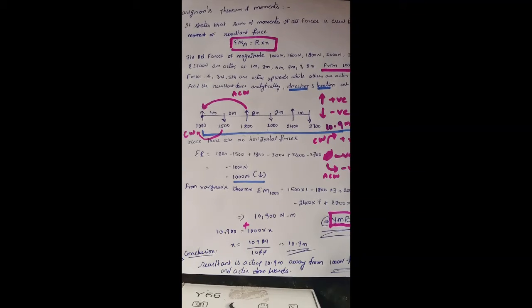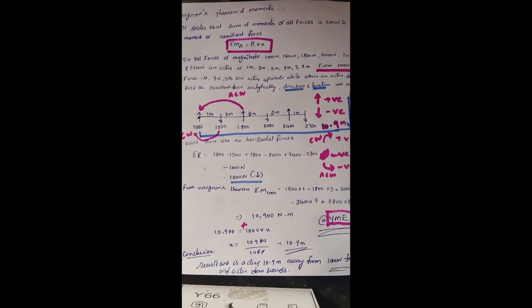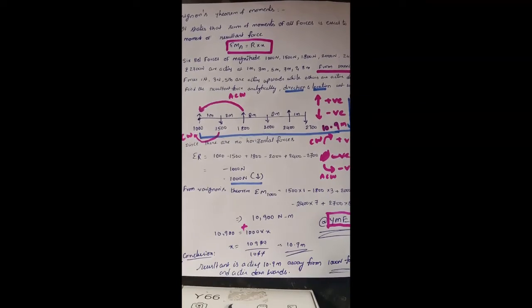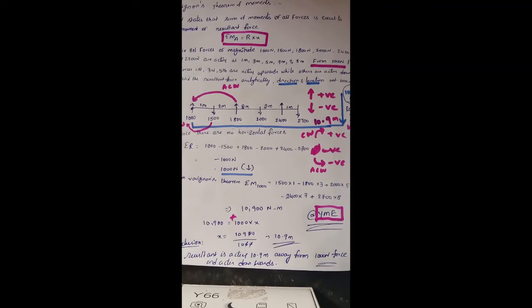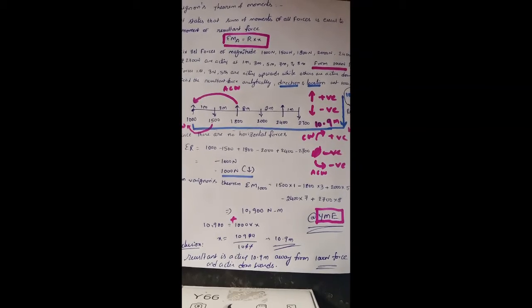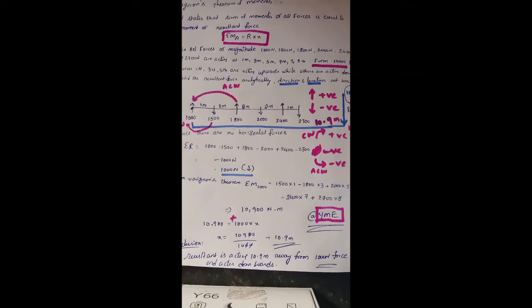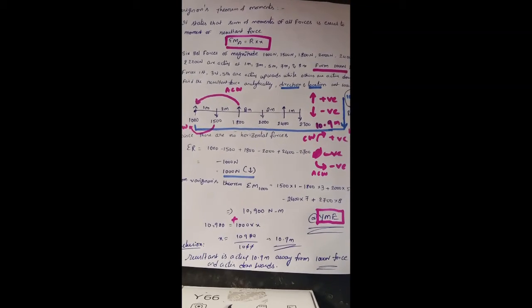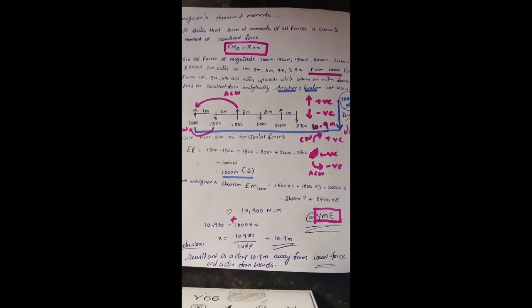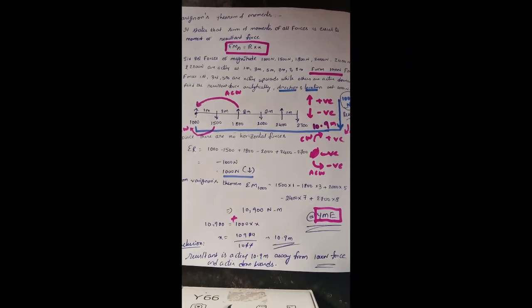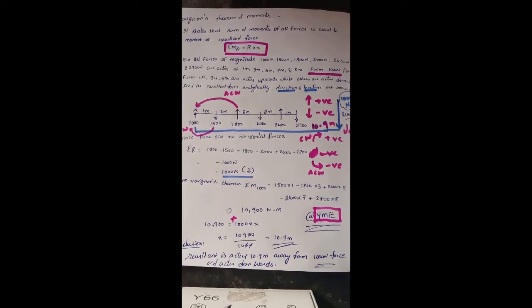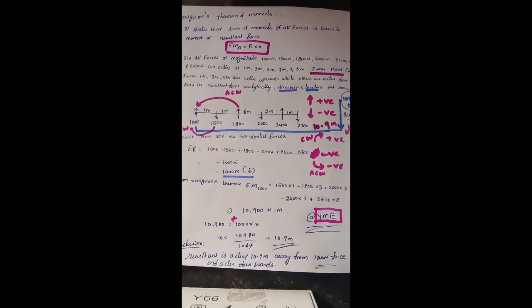Six parallel forces of magnitude 1000 Newton, 1500 Newton, 1800 Newton, 2000 Newton, 2400 Newton, 2700 Newton are acting at 1 meter, 3 meters, 5 meters, 7 meters and 8 meters from 1000 Newtons. From 1000 Newtons, you have to remember this. The first, third, fifth forces are acting upwards while others are acting downwards. Find the resultant of the forces analytically, and its direction and location with respect to 1000 Newtons.